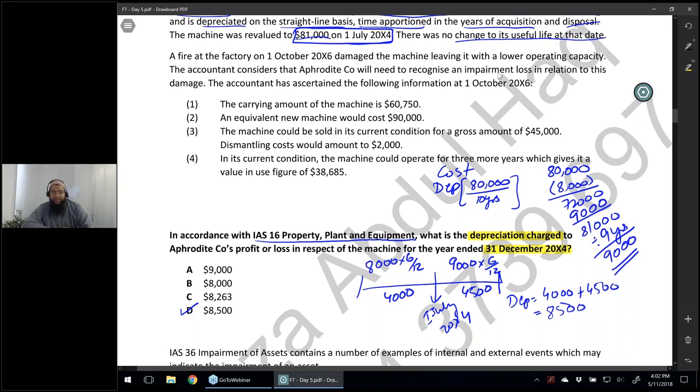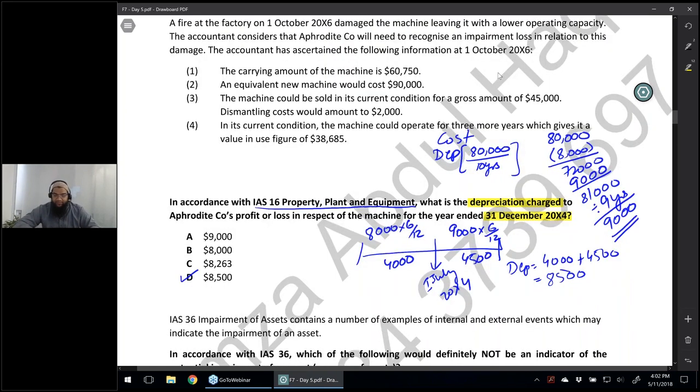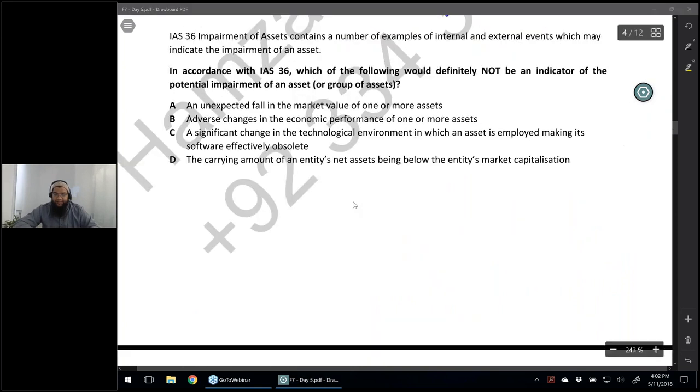Any confusion in this? In section B, IAS 36 is basically the IAS that has been asked the most in the past papers. IAS 36 is the area which has been asked the most.